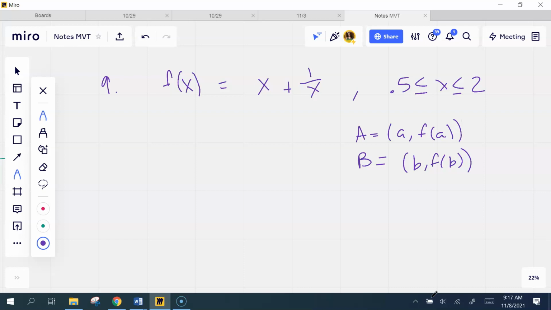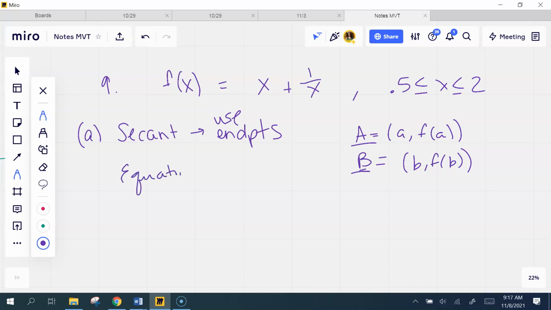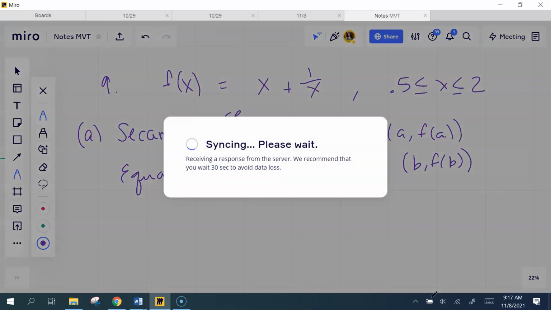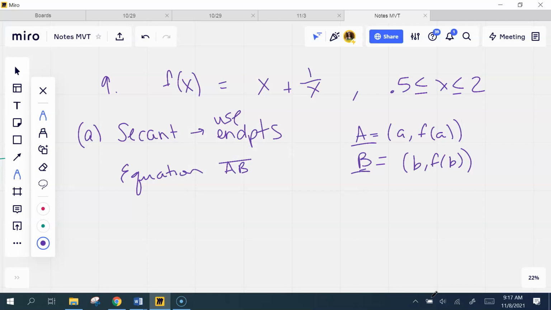So let's talk about secant first. What does secant mean? Well, secant is just any line going through 2 points on the graph, right? And in this case, I'm going to use the 2 endpoints. For the secant in all of these, I'm going to use the endpoints because I know that they're setting me up for MVT. It says through AB. So if this is A and this is B, all I'm doing is writing an equation of the line AB. I need a slope and a point.